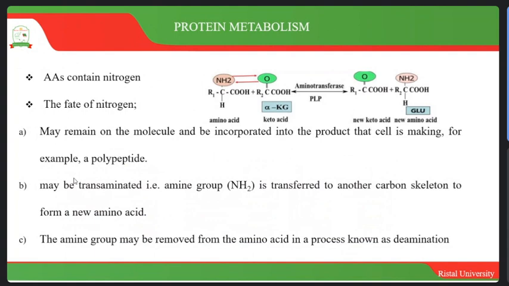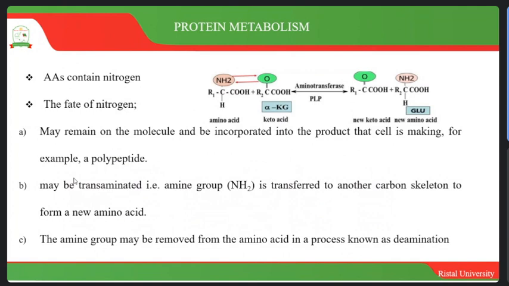Protein metabolism, now moving away from protein digestion and diving into metabolism. Amino acids contain nitrogen, just like we have seen in the structure here. So what is the fate of this nitrogen? Where does it end up? One is that it may remain on the molecule and be incorporated into the product that the cell is making, for example a polypeptide. The nitrogen may remain on the polypeptide, and if your body is making proteins and using the polypeptides, it will be used along with it.